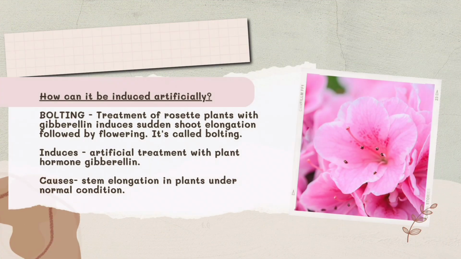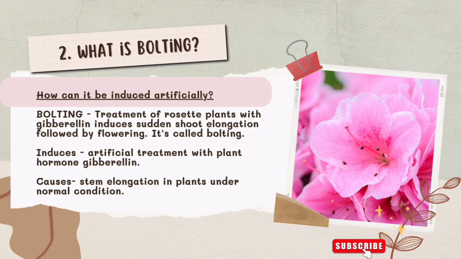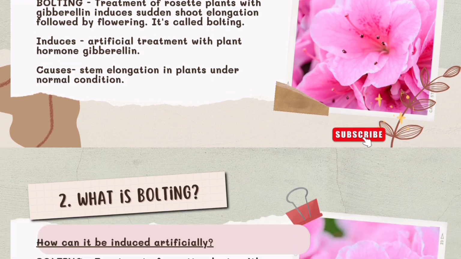What is bolting? How can it be induced artificially? Treatment of rosette plants with gibberellin induces sudden shoot elongation followed by flowering. This is called bolting. It is induced by artificial treatment with the plant hormone gibberellin. It causes stem elongation in plants under normal conditions.